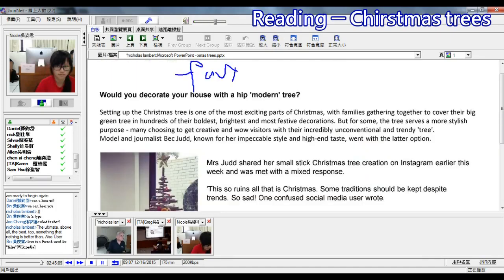F-A-U-X. Means human-made. Is it real or not real? Fake. It's fake, exactly. Not real. It's a French word, and it means fake. So faux candles means fake candles, not real. What's a candle?